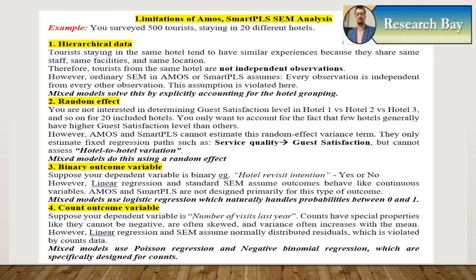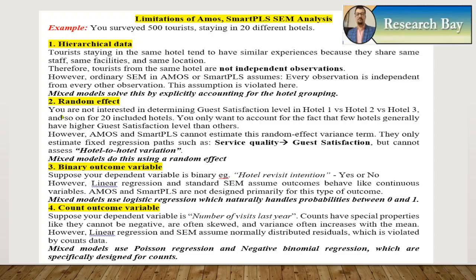as tourists staying in the same hotel tend to have similar experiences because they share the same staff, same facilities, and same location. Therefore, the tourists from the same hotel are not independent observations. They are linked because they encounter similar experiences. They are not independent of each other. This is known as hierarchical data. So, mixed models solve this by explicitly accounting for the hotel grouping by inclusion of random effect.